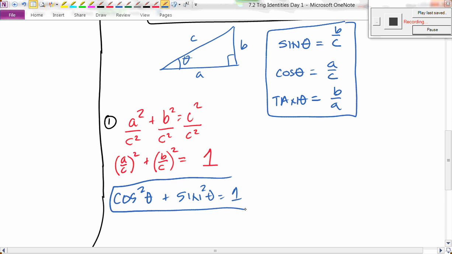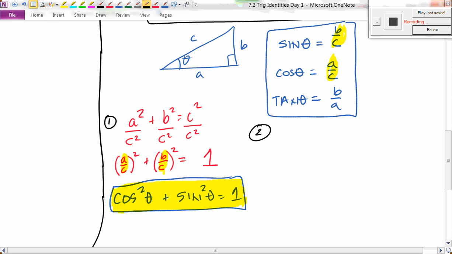Check this out. You guys told me that a over c was just cosine, and we're squaring it. And then you also told me that b over c was just sine, and we're squaring that. So, oh my gosh, here is the most amazing Pythagorean trig identity that we have ever seen in our lives. That's a great question. What do you do with that? No one knows. It's a mystery. Thanks a lot. Okay, number 2.